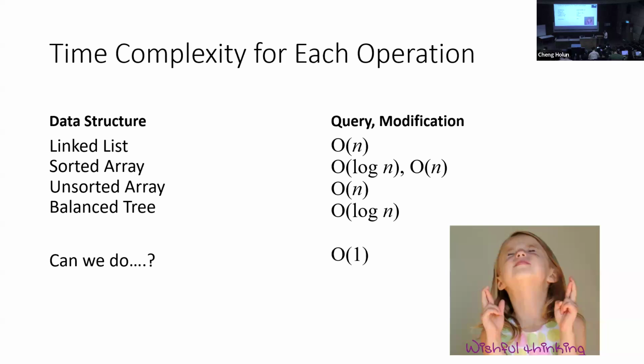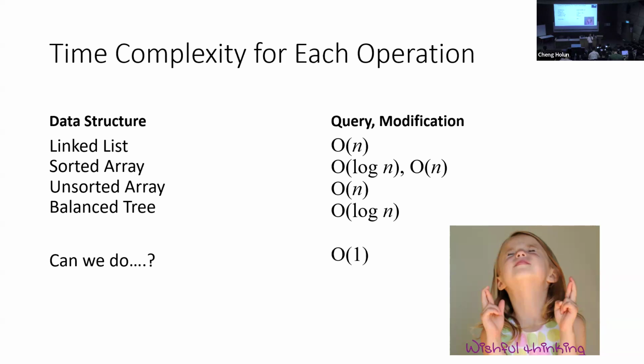Can we do O(1)? Can we do this wishful thinking? Wow, what is that? That means I don't care how large your data set is. Maybe it's a million. Oh, just now we had the Singapore news, right? Singapore just exceeded 6 million people. And we can talk about a large country like China with 1.4 billion. India, how many people? Is India more than China?